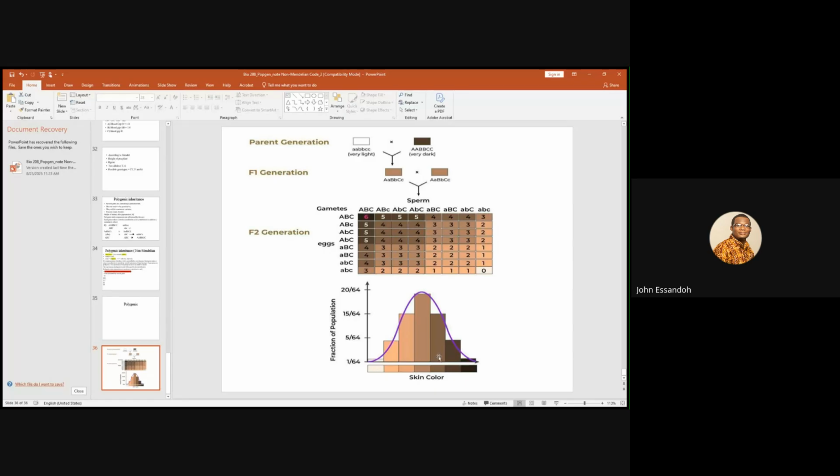And then the extremes are light. Okay, so look at that. Only few people. So the very dark person is this, and the very light person is this.